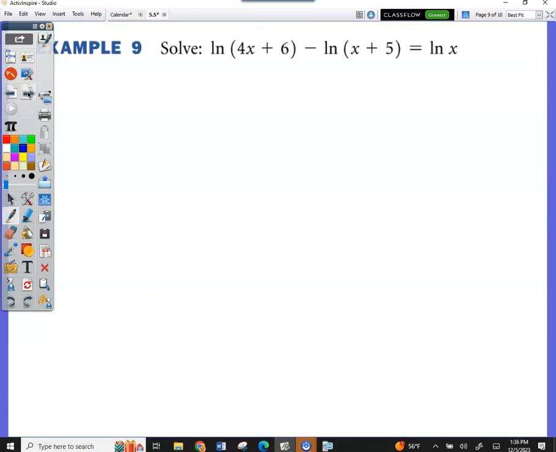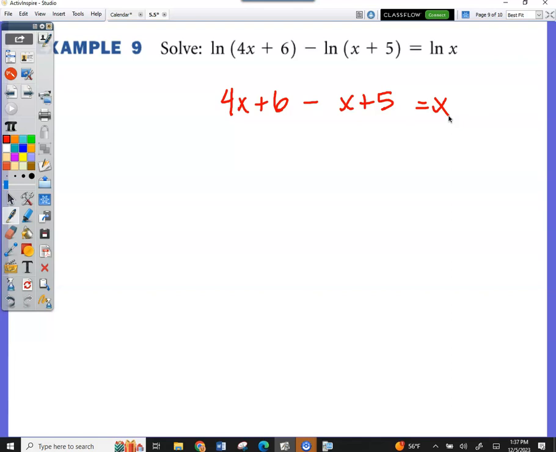All right. We've got ln of 4x plus 6 minus ln of x plus 5 equals ln of x. All the LNs cancel, right? They do. Do you remember something from 5-4 though? Like, okay, red means wrong. Don't write this. It is not. It's division. Don't write that because that's wrong. 4x plus 6 over x plus 5 equals x.